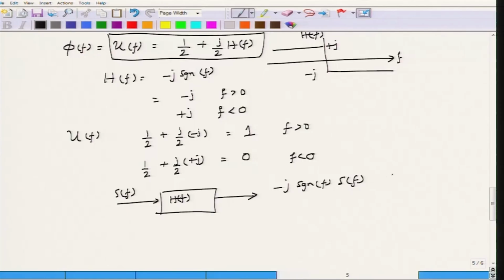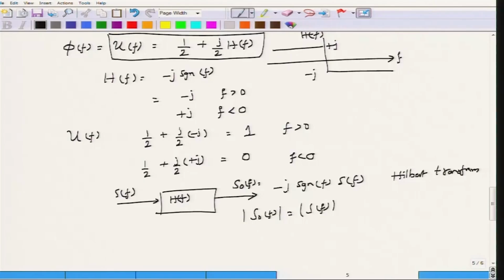Okay. This particular filter, which produces this spectrum, is called a Hilbert transform. What is the significance of this Hilbert transform? You see here that if I take the magnitude of this, let us call this output S0 of f of this particular filter. If you look at the magnitude of S0 of f, the magnitude should be equal to the magnitude of S of f itself, because there is nothing changing.